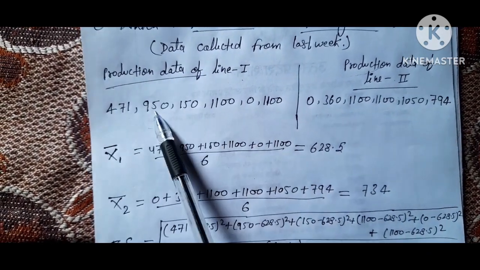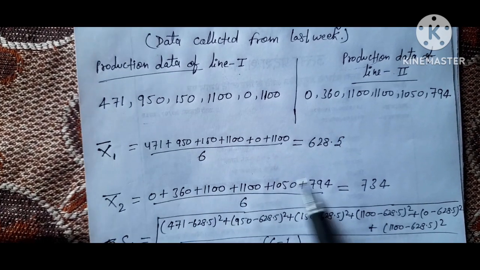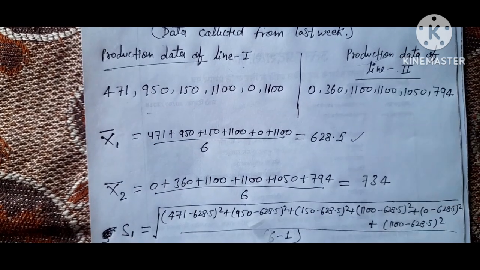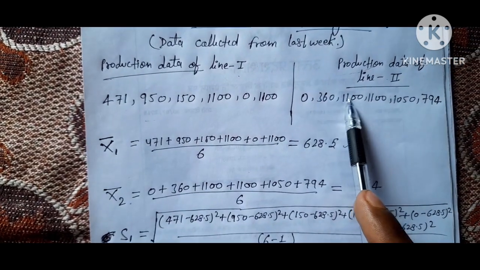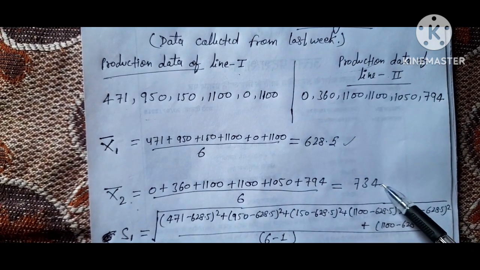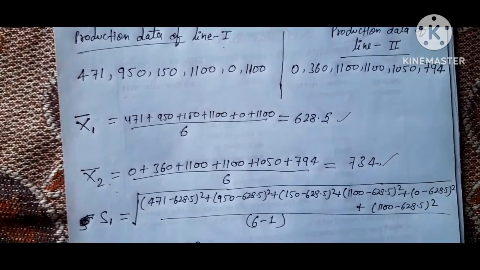For line 1, if you calculate the mean, all these values are added and divided by the number of data points, 1, 2, 3, 4, 5, 6, so divided by 6. So the mean is calculated here as 628.5. And for line 2, if we calculate the mean, it comes out to 734.